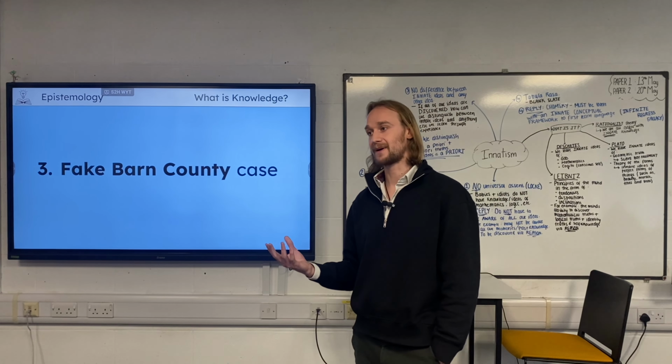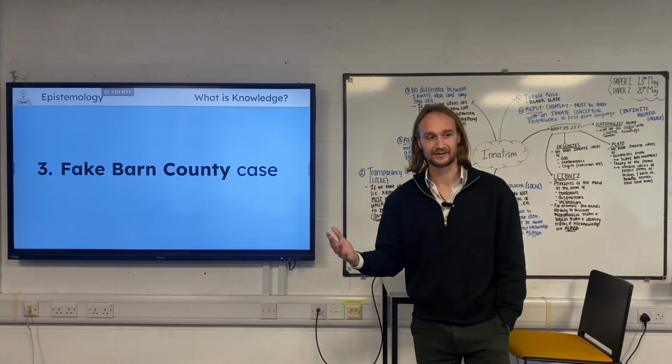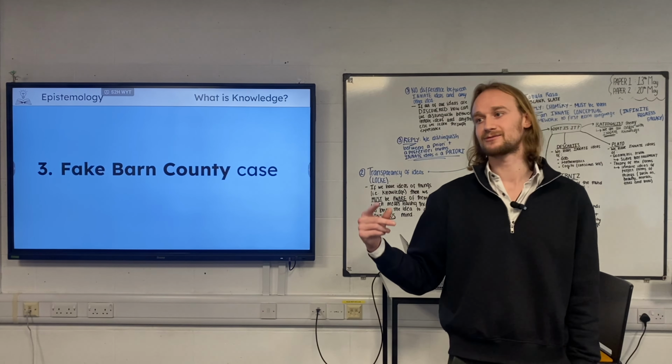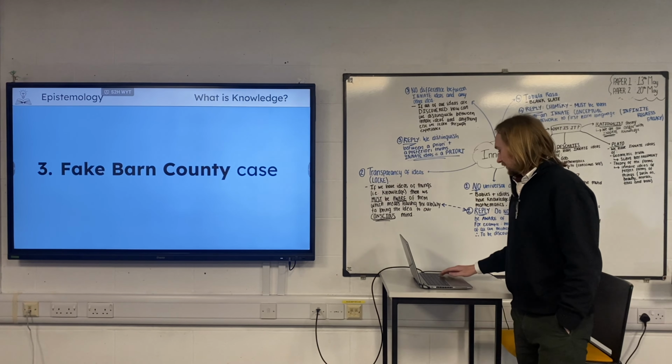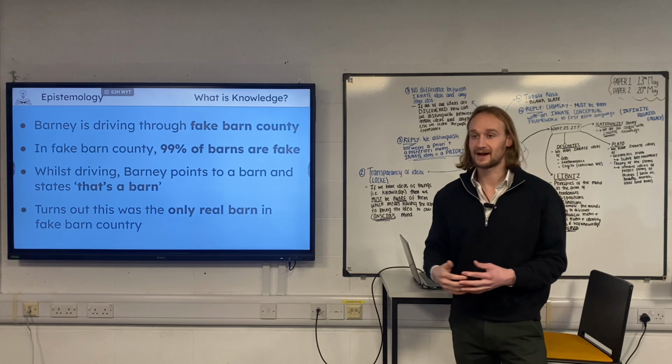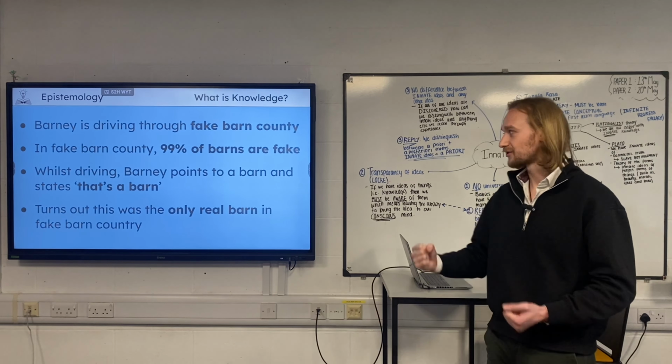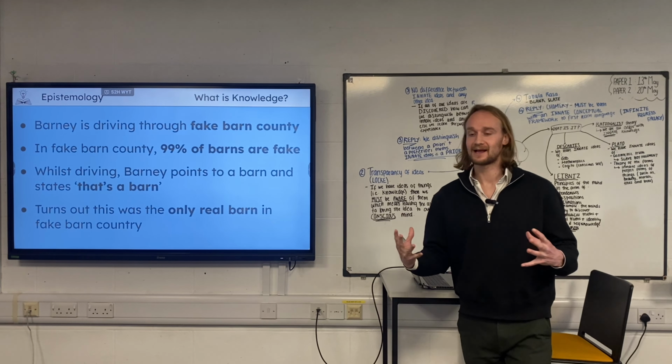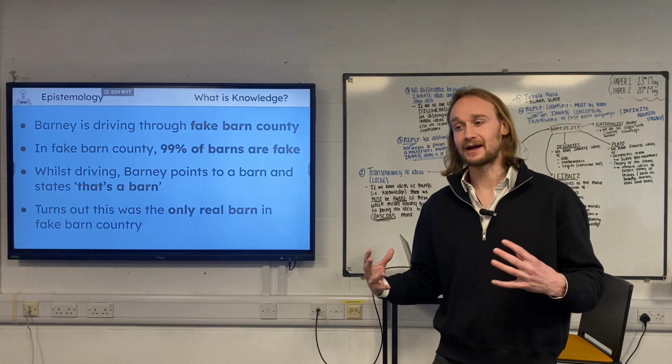Number 3, the fake barn county case. Now this is Goldman's case. So the first two were from Gettier. This one's from Goldman. How this goes is Barney is driving through fake barn county. So he's driving through fake barn county, and in fake barn county, 99% of the barns are fake.